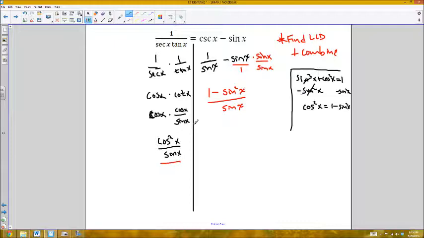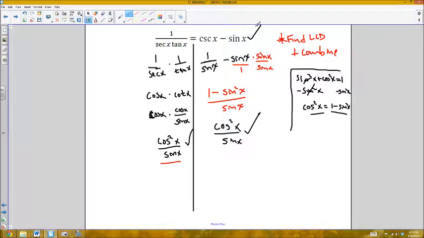Well, in order to get these things to look the same, I actually have to get this numerator to look like cosine squared x, and it turns out that it is actually equal to it. So I can replace this entire numerator using that Pythagorean identity by cosine squared x over sine x. So now my left and right hand sides are equal. I have verified this identity.